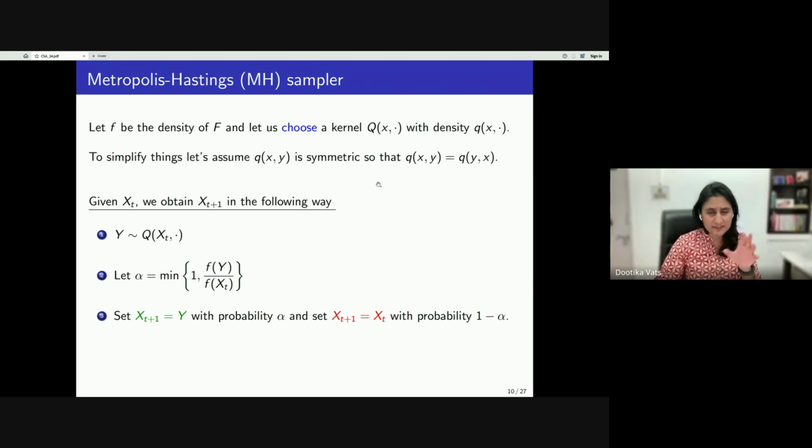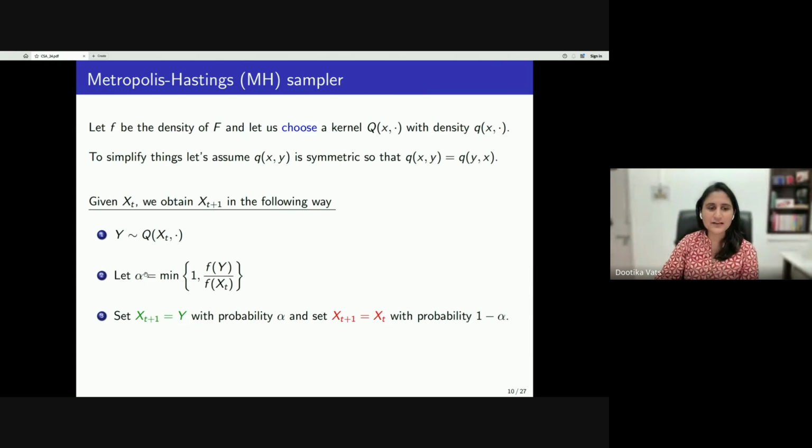And if this is not very clear, we'll see again an animation for this. So what I'm going to do is, given that I'm at a current iteration xt, I will obtain my next iteration in the following way. I get y, which is what I call a proposed value, from my distribution. So this could, for example, in the previous example, this was the square. Q was the square around my current point, square centered at xt.